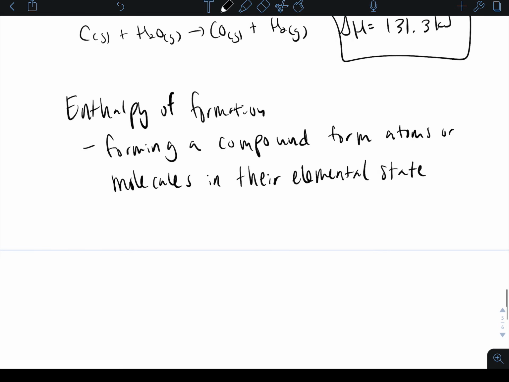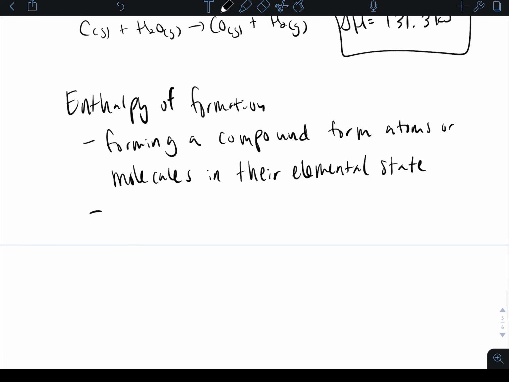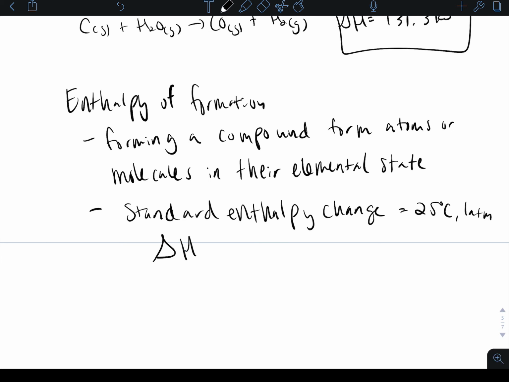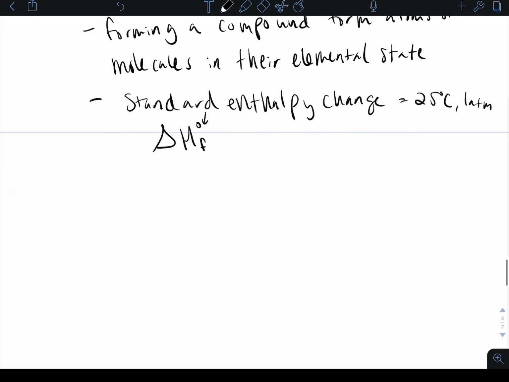So let's say, and this is going to be a standard enthalpy change. Which means that it's going to be done at 25 degrees Celsius and 1 atmosphere. So we're going to denote that as delta H naught. So that little naught means standard. And it's going to have a subscript F for formation.